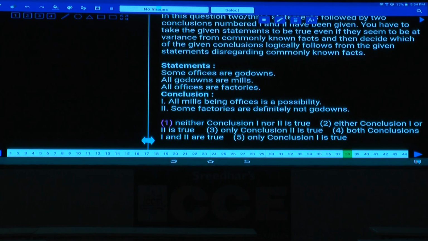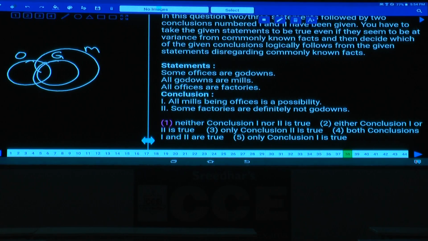Next, question number 38. Now in this 38, some offices are godowns, and all godowns are mills. The next one, all offices are factories. All the statements are affirmative. First one, all mills being offices is a possibility. Second one, some factories are not godowns. These are the factories which are not godowns, true as of now, isn't it? This entire part is some offices which are not godowns, true.